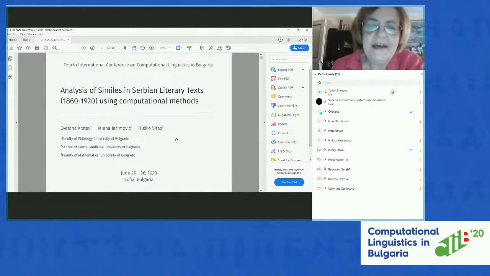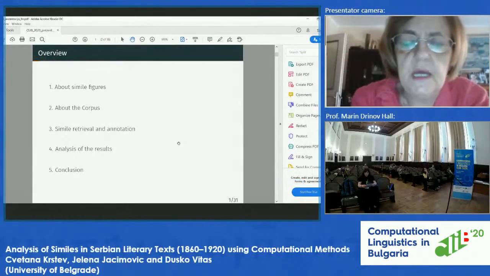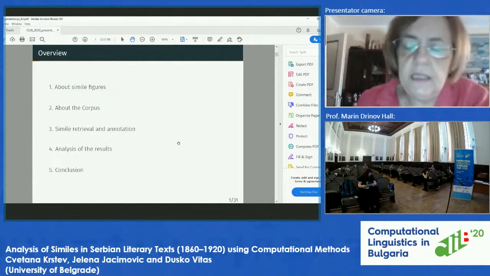Okay. Well, I will talk about the analysis of one special rhetorical figure, simile, in Serbian literary text using computational methods. I will say something about simile figures first, about the corpus used, what results we obtained, and I will give some concluding remarks.